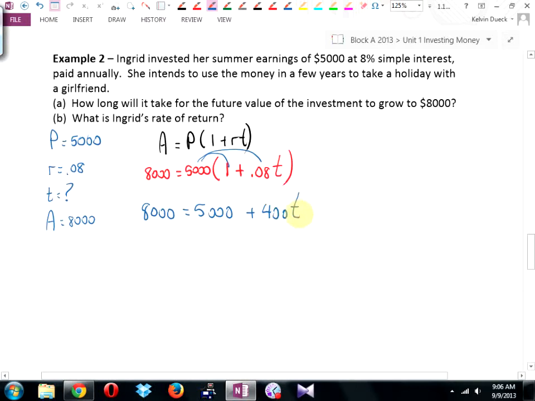T. Now what? You're right, I want to isolate the T. Now what? Divide or subtract.